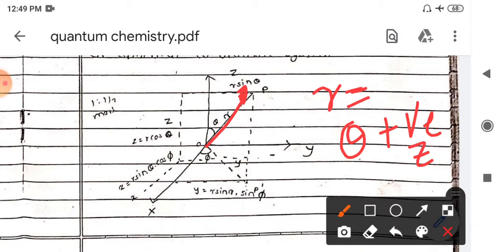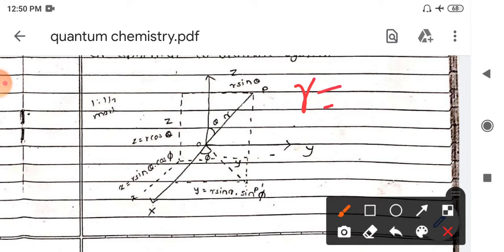Okay, so just try to remember these things. R is your position coordinate, theta is the angle made with respect to the positive direction of the z axis, and phi is the angle made with the x axis when we take the mirror image, or projection, in the xy plane. The angle which is made with the x axis is nothing but phi.